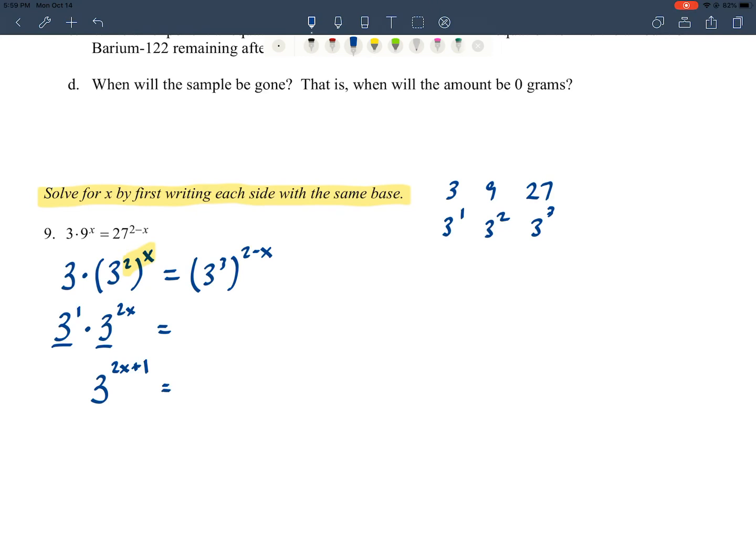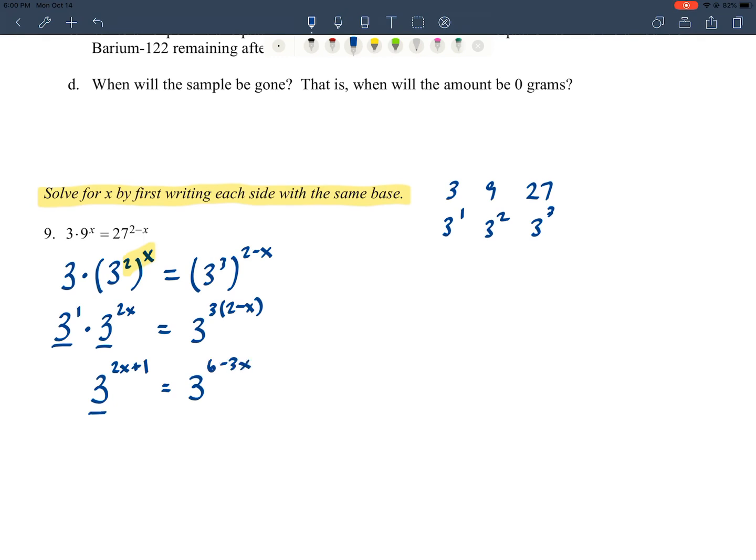On this side here, we're going to take 3 to the third, and we're raising it to the power of 2 minus x, so that would be like saying 3 to the power of 3 times 2 minus x, in which case you can distribute that 3 through and have 3 to the power of 6 minus 3x.